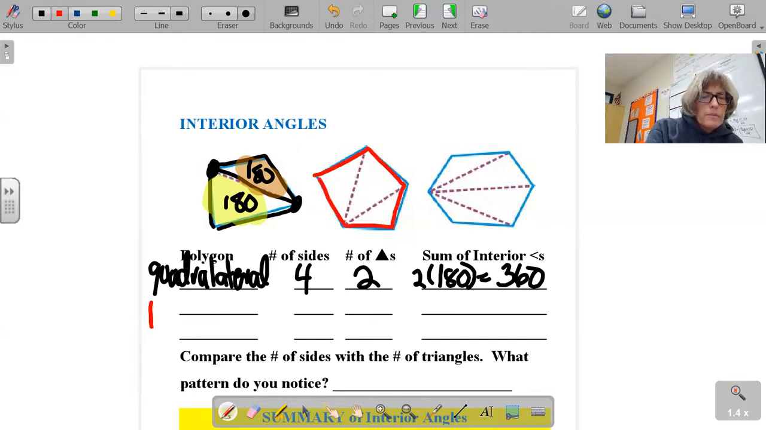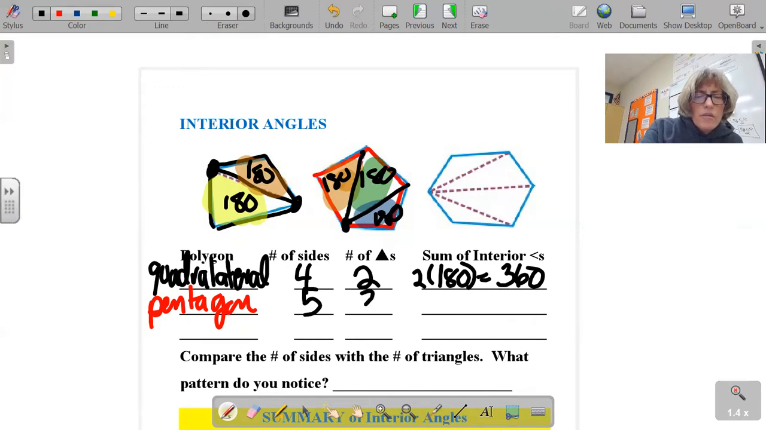1, 2, 3, 4, 5. That's a pentagon. So pentagon, we have 1, 2, 3 triangles when you connect from a single corner only. So I have 5 sides, I have 3 triangles, so we do 3 times 180, which is 540.